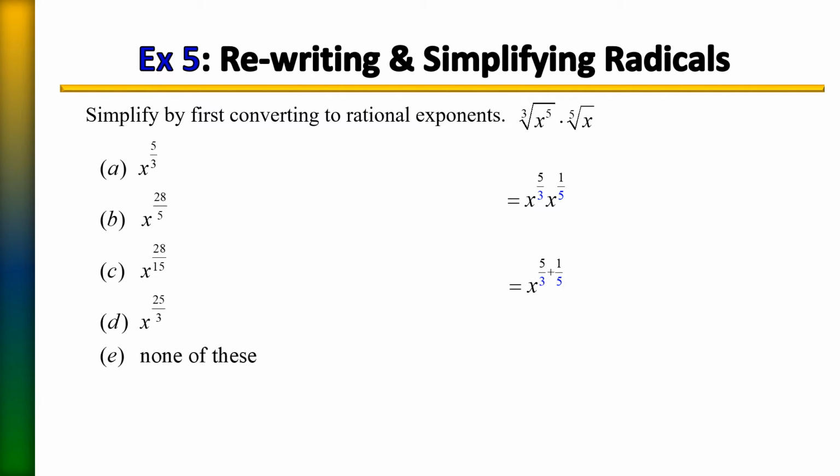I'm not going to go through that whole process because at this point you should be able to add unlike fractions on your own. So when I add these unlike fractions, it's going to leave me with an answer of 28 over 15, and that is choice C.